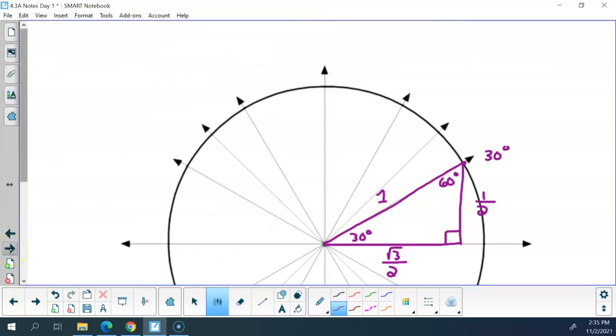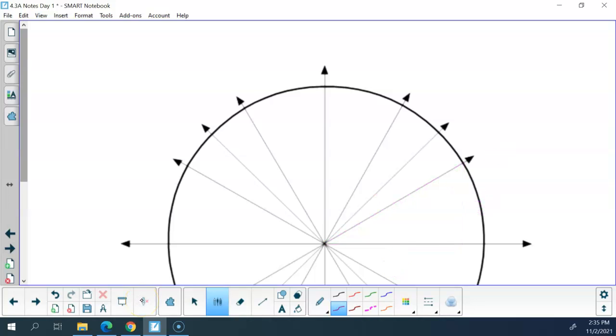Okay? So now, let's switch this around. Let's go to here. This was 30 degrees. This was 45 degrees. That gap is 15. So this gap is also going to be 15. So that puts me at 60 degrees.